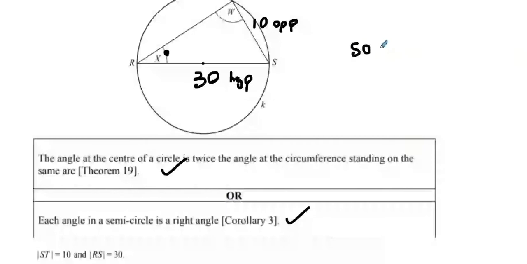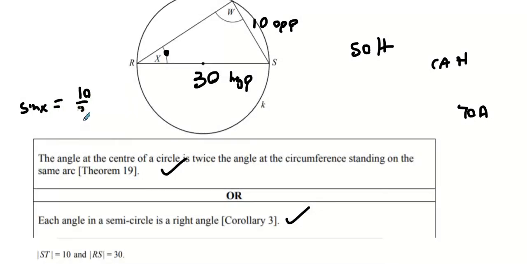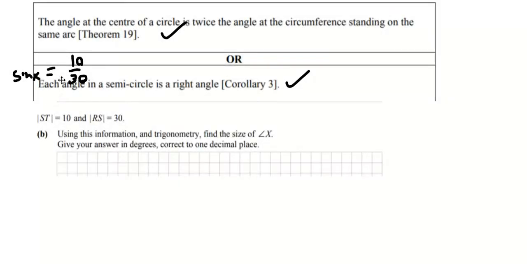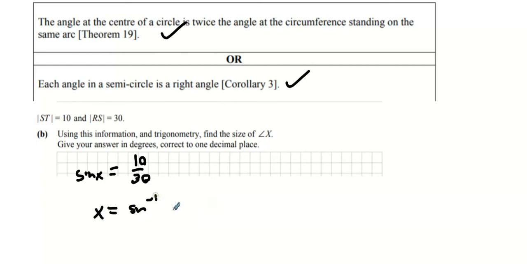So we're going to use silly old Harry, chase the horse through our attic. We're going to use opposite and hypotenuse to find the angle, so we're going to use sin X. So it's going to be sin X equals 10 over 30. So we're going to bring that information down. And then we're going to use sin inverse to find the angle. X equals sin inverse 10 over 30.